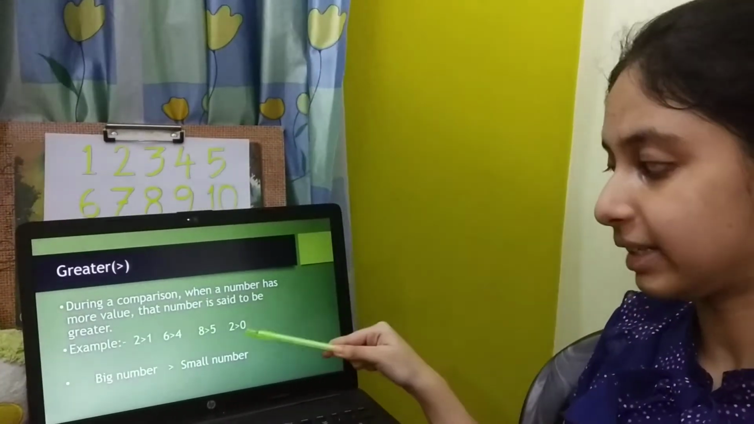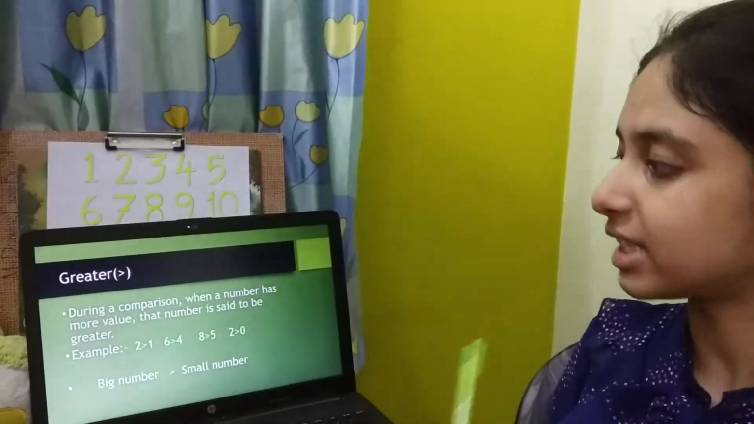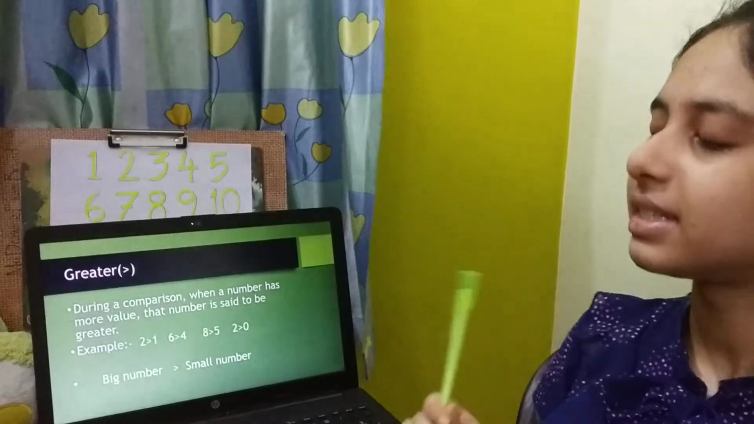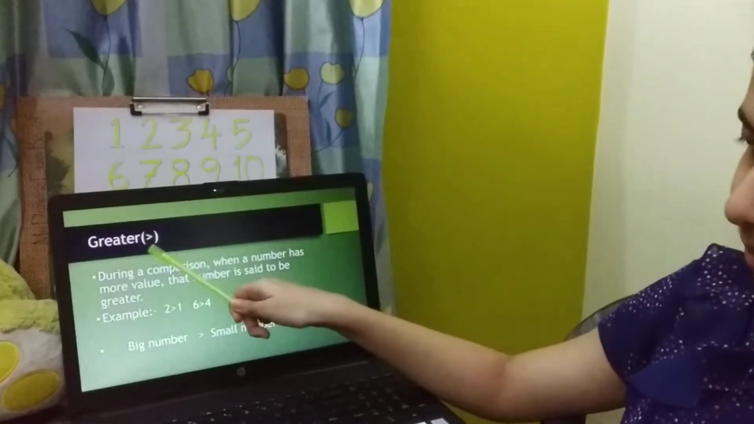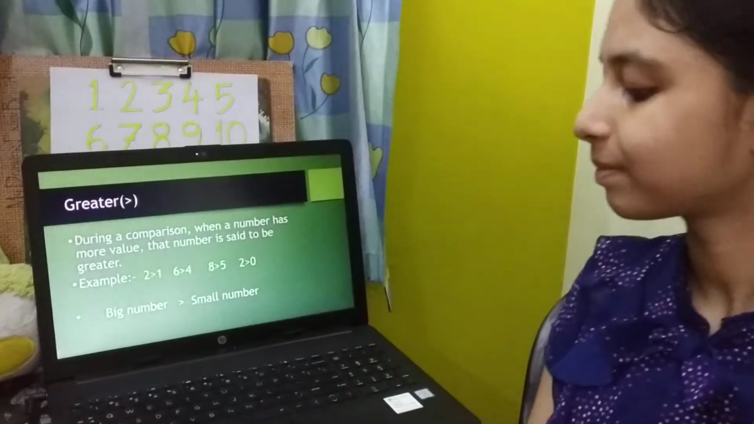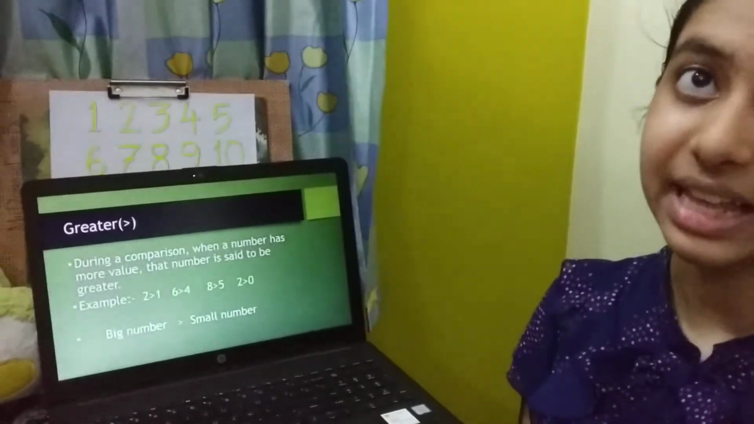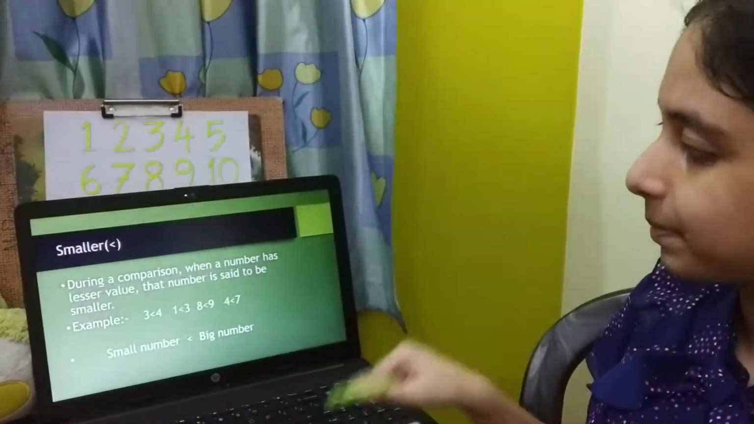2 is greater than 0 because 2 has greater value than 0. Greater than is represented by a symbol, by this symbol. This symbol looks like an arrowhead. So we can say that a bigger number is greater than a smaller number.